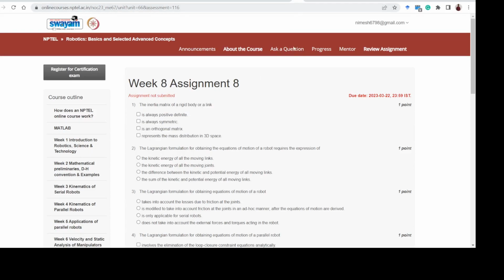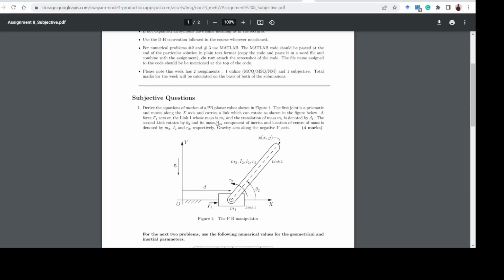So this is it for the multiple choice assignment. For the subjective assignment, you have been given a very simple 2 degree of freedom planar PR robot, and you are asked to derive the equation of motion for this robot. You are supposed to write the velocities for both objects that make up the system, the mass m1 and the rod of mass m2. Write the total kinetic energy, write the total potential energy, take the difference, and use Lagrange's equation to get the equation of motion.